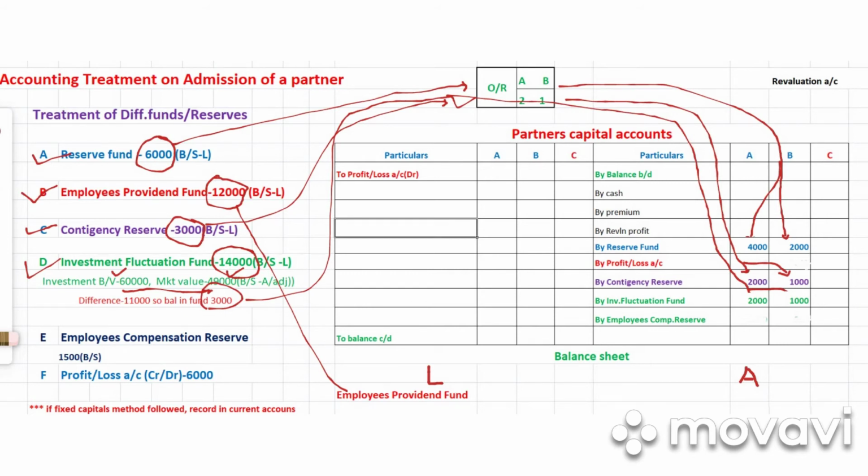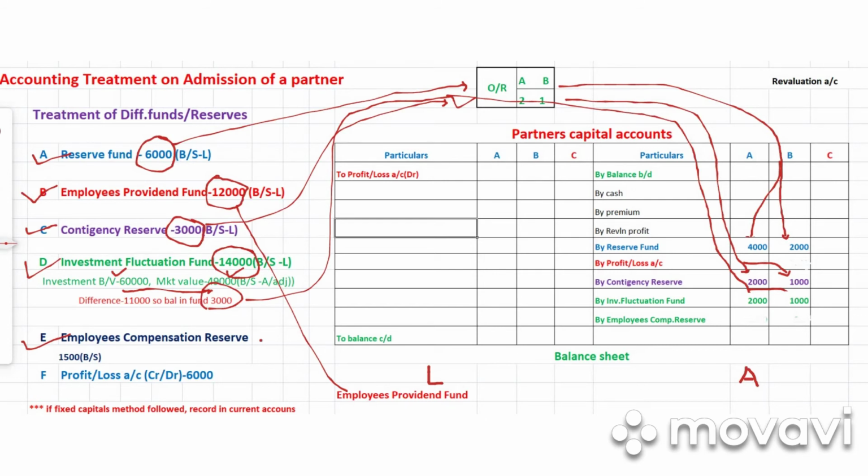So this extra amount will be treated as increase of liability. It is a type of loss. So this will go to revaluation account in the debit side, dear students. So these are the three situations related to investment fluctuation funds, dear students. Right? So it has to be treated accordingly, and journal entry also has to be given accordingly. Now we go to number E. This is also similar to reserve fund. The treatment will be similar to reserve fund, employees compensation reserve.